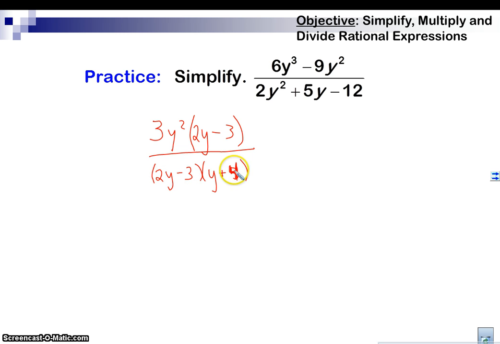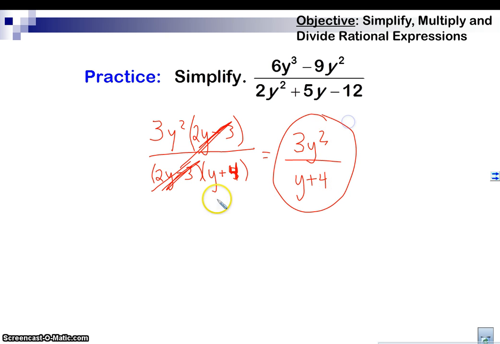Okay, that gives me 8. Okay, so then I factor it this way, and then these 2y minus 3's cancel, which gives me 3y squared over y plus 4. So hopefully you practice this first before you try it. All right, let's take a look at another one.